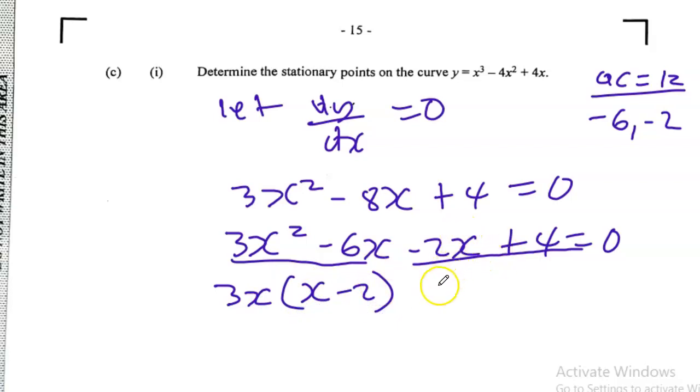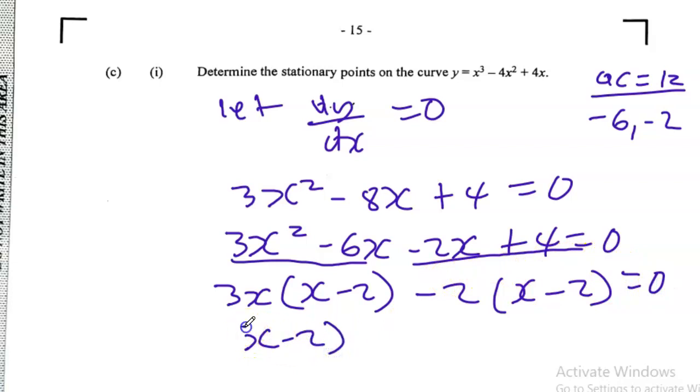The second group of terms, the common factor there is minus 2, and again, x minus 2. So notice we have a common factor there, x minus 2, so we factor out x minus 2. What are we left with here? Remaining 3x minus 2 equals 0.